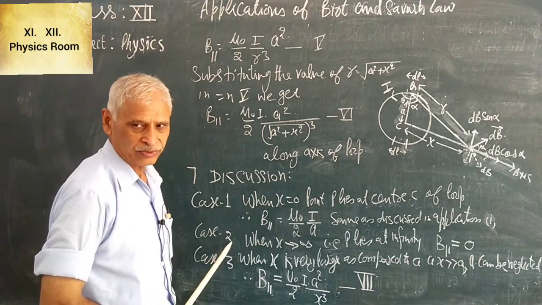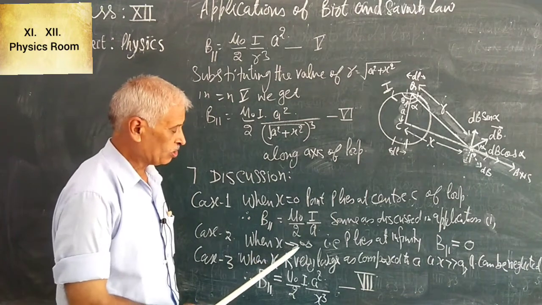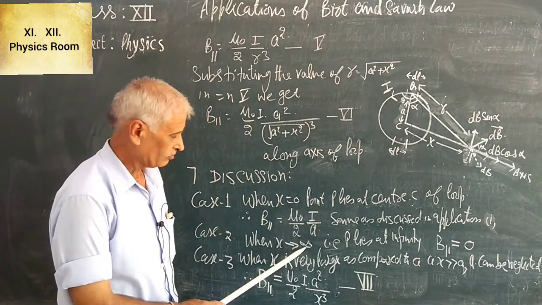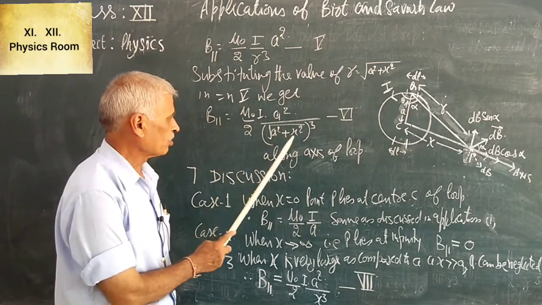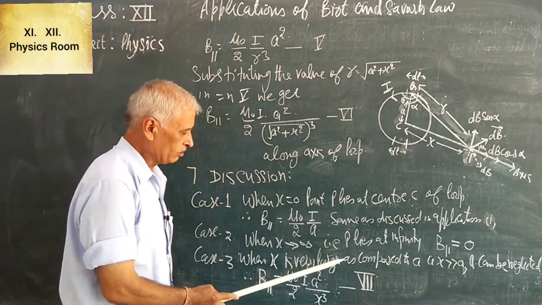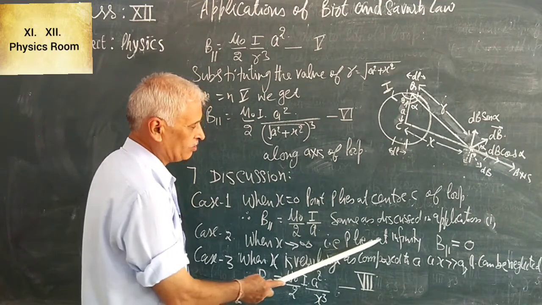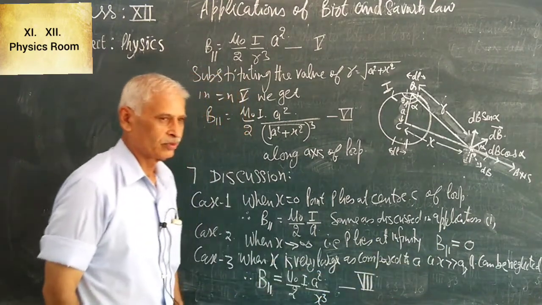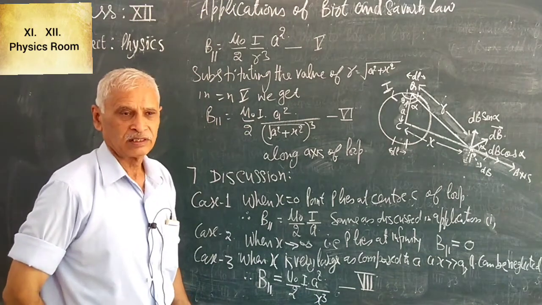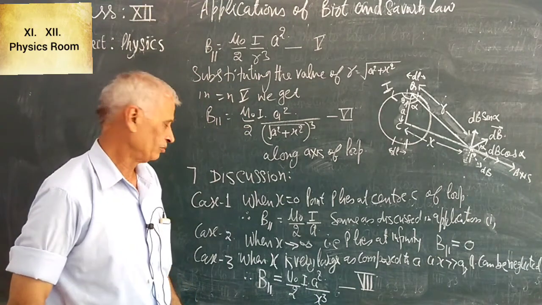Now case 2, when x approaches infinity, we substitute x as infinity, so it is in inverse proportion, therefore B will become 0. That is, P lies at infinity, then B will become equal to 0. So at infinity, magnetic field reduces to 0 value.